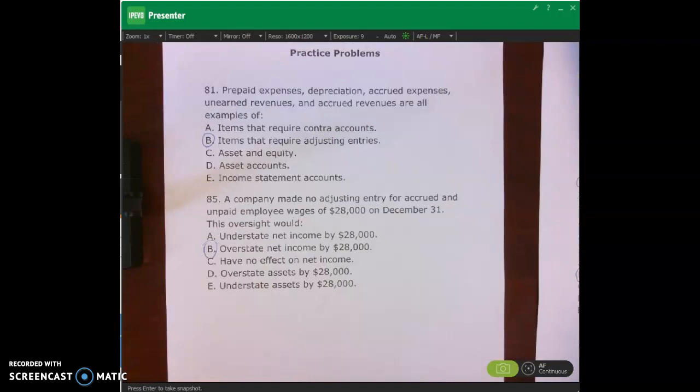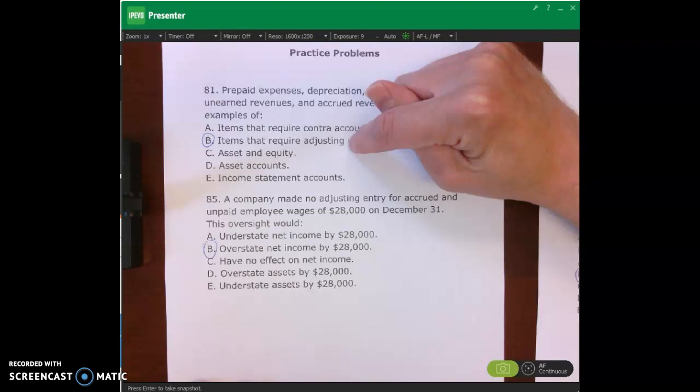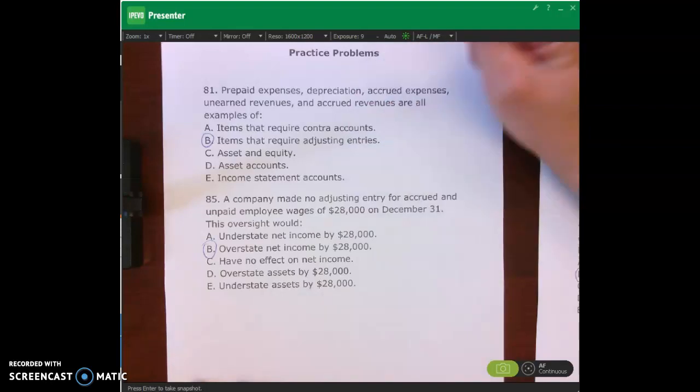Okay, so let's see how you did. So number 81, prepaid expenses, depreciation, accrued expenses, unearned revenues, and accrued revenues are B, all items that require adjusting journal entries. And that refers to that framework that we talked about in the first lecture video for chapter 3. Remember, those are all items that require adjusting journal entries.